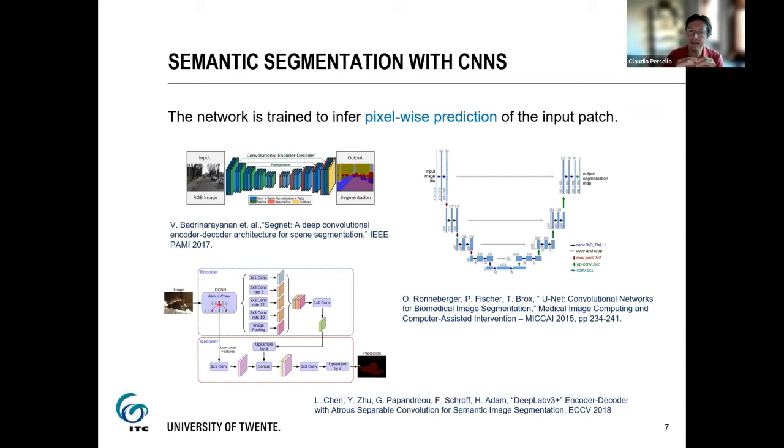The decoder is then somehow spatializing all these features in a way that we can produce pixel-wise prediction. So these are very effective ways to produce pixel-wise maps. So they are very common for mapping exercises.